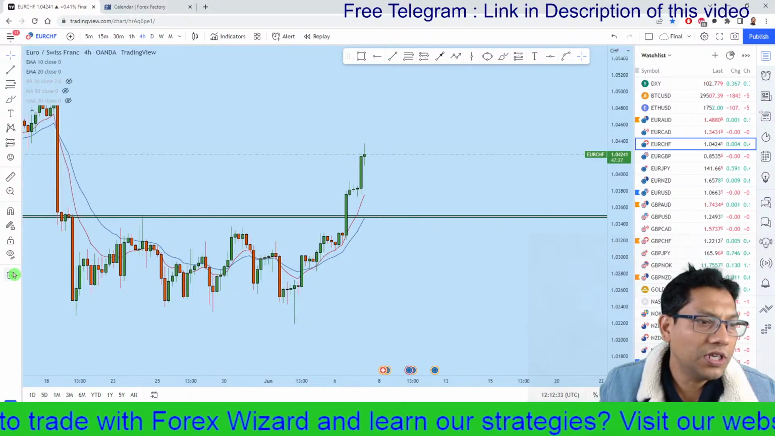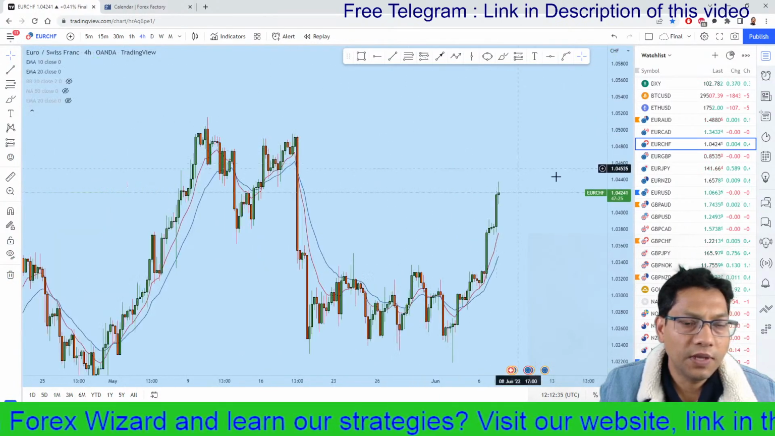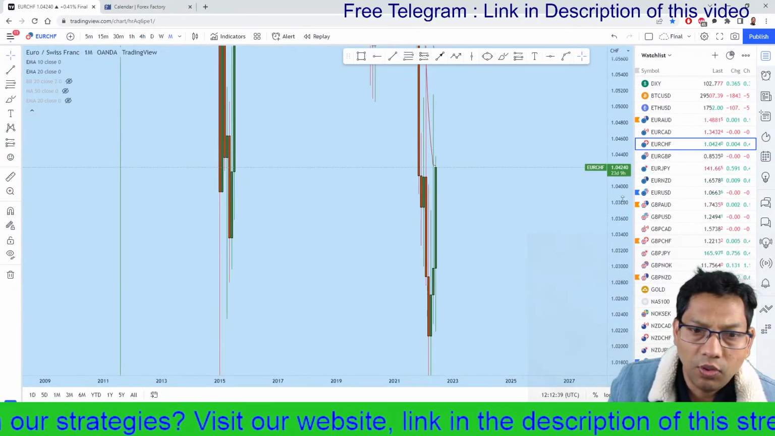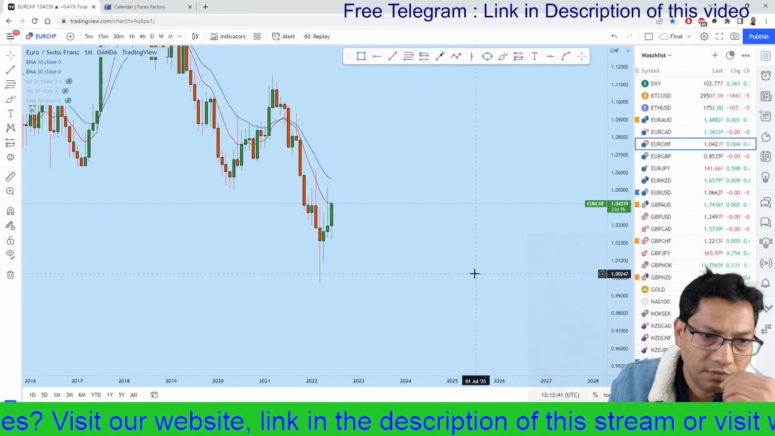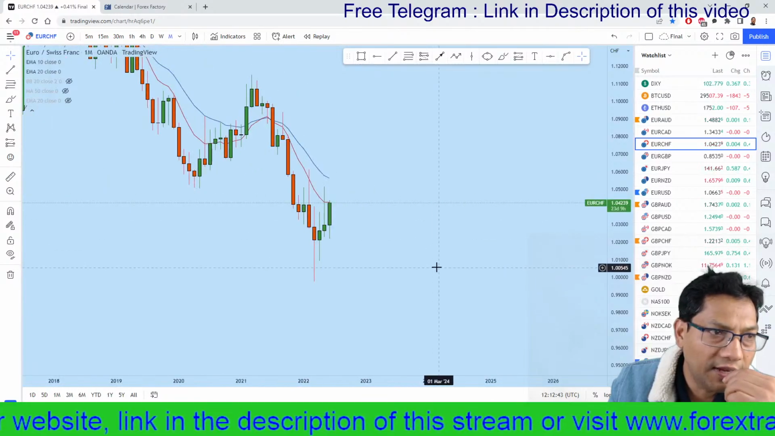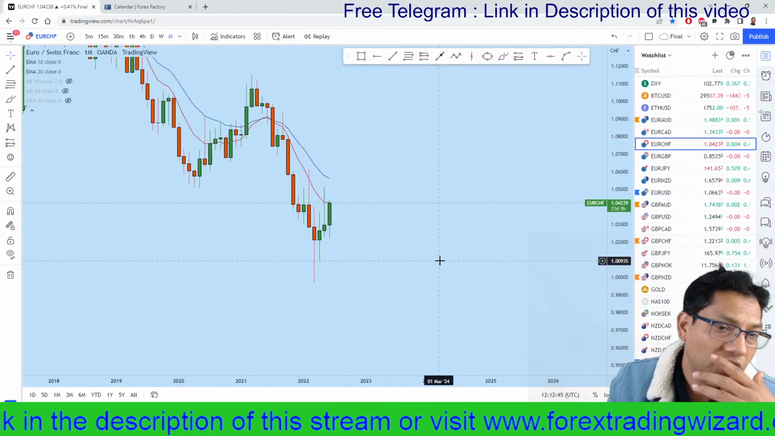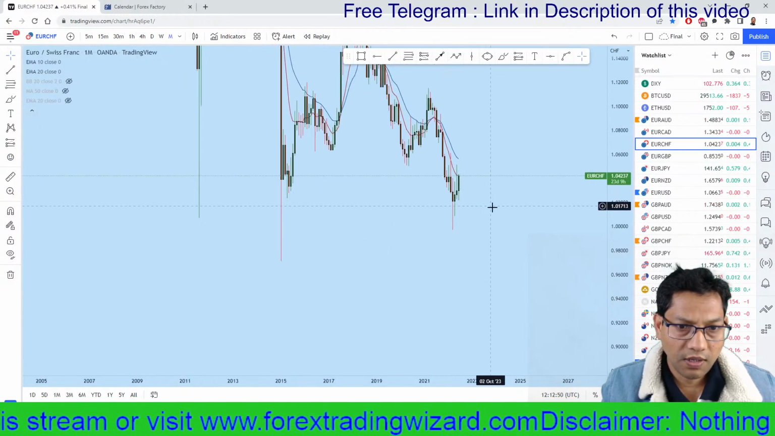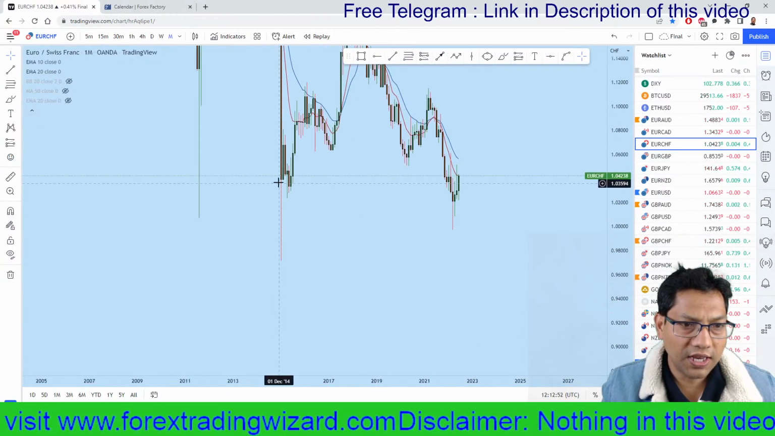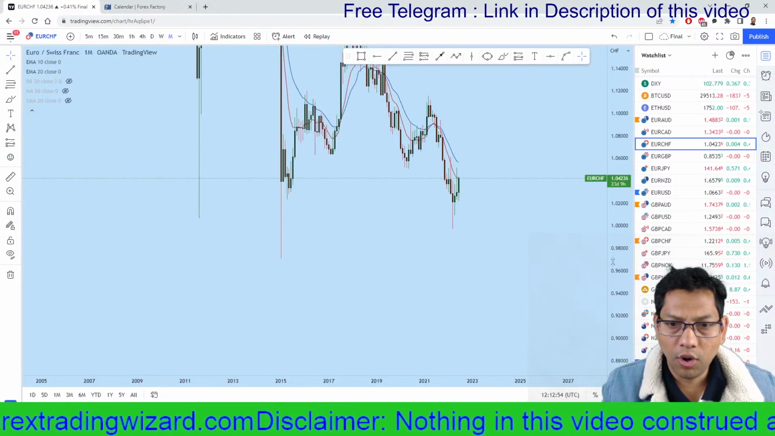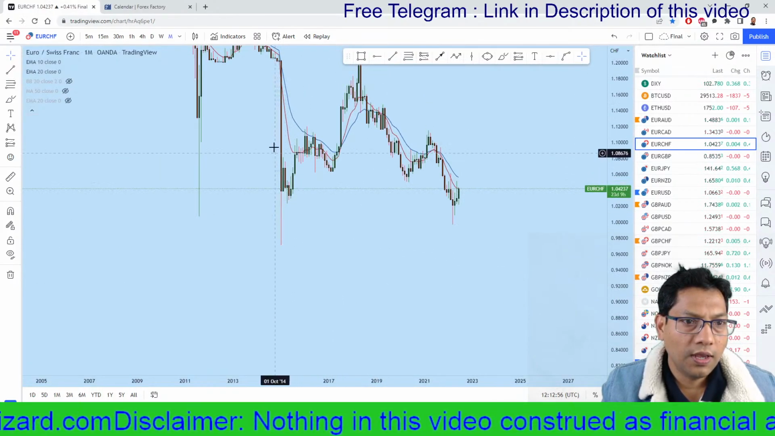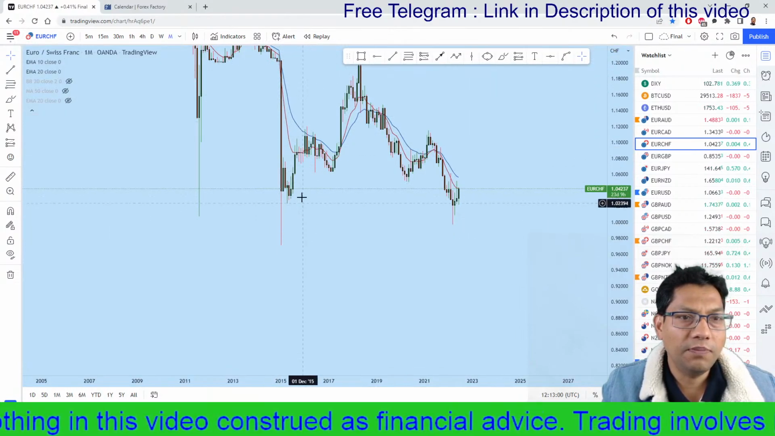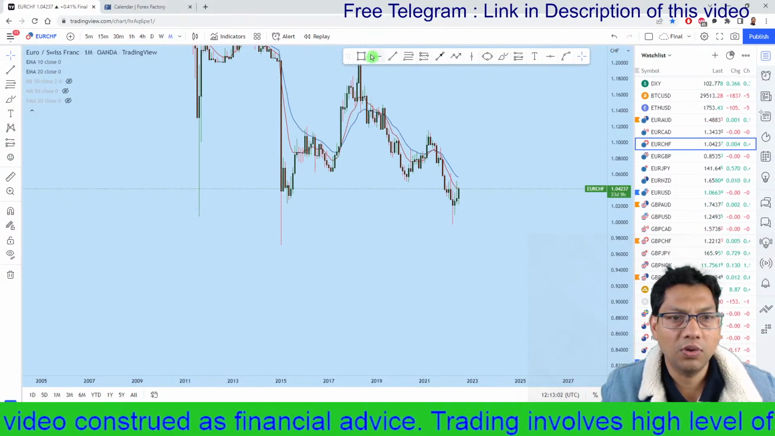Now Euro CHF, what do you see? Let me see. CHF looks very weak here on the monthly. It looks like the Euro is getting stronger against CHF. The reason is, you see the price is in a historically low area. This zone, you see this giant candle, formed maybe in 2015 when there was a crash.